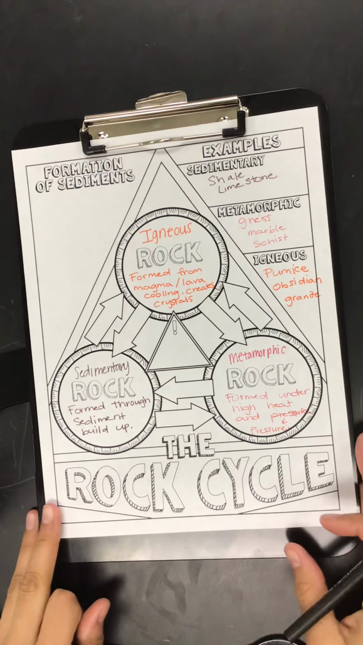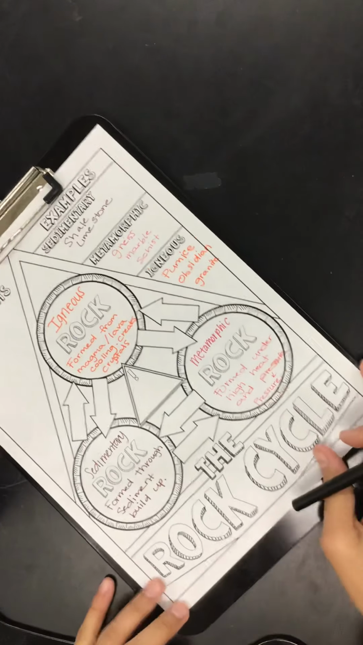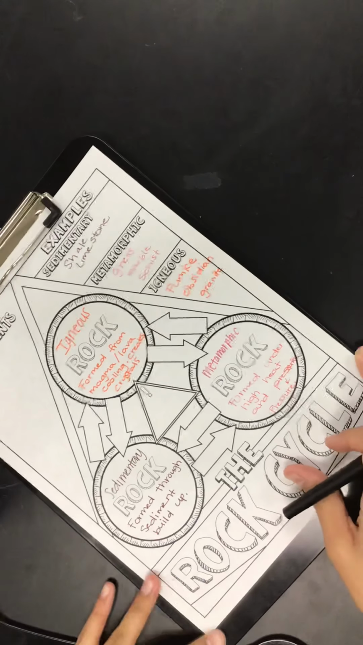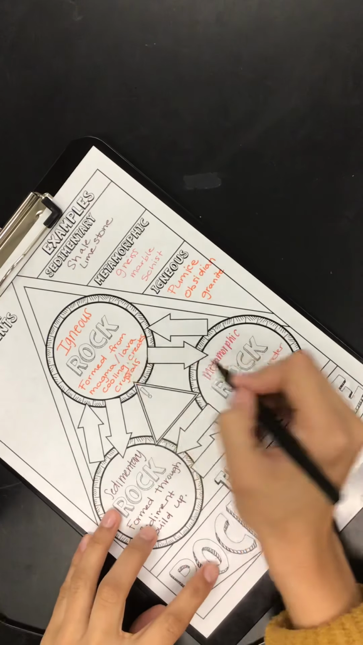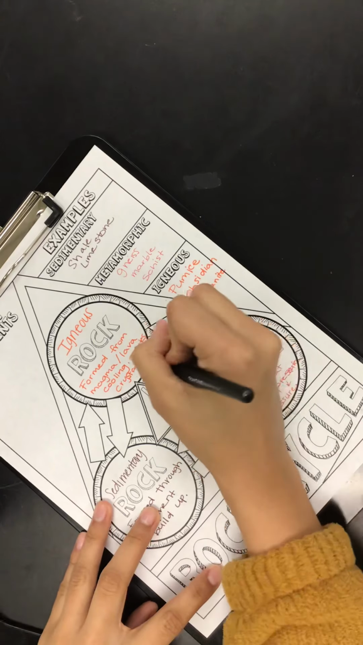All right, I'm going to move this a little bit. We're going to start with igneous to metamorphic. So for an igneous rock to turn into a metamorphic rock, we have to have heat and pressure, of course.